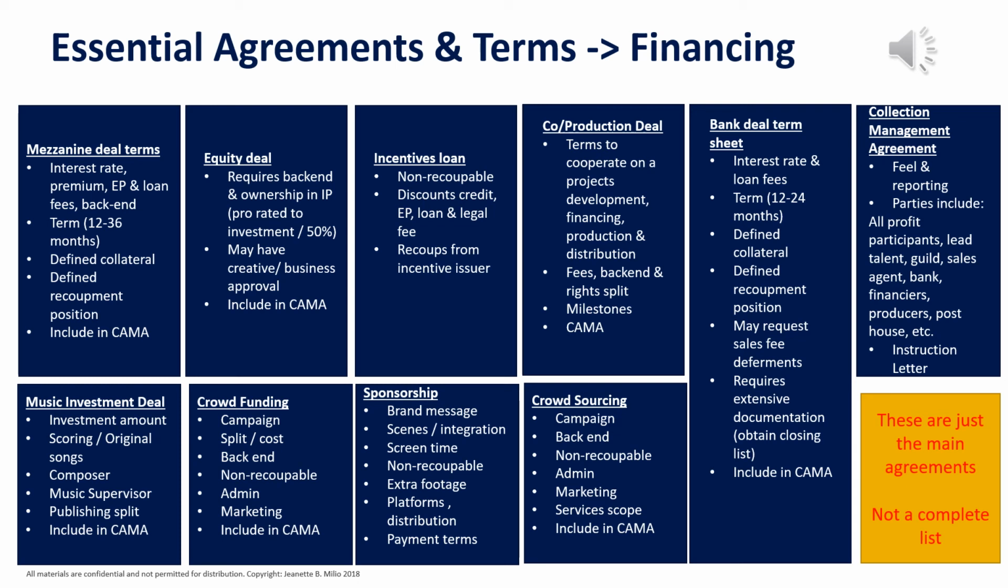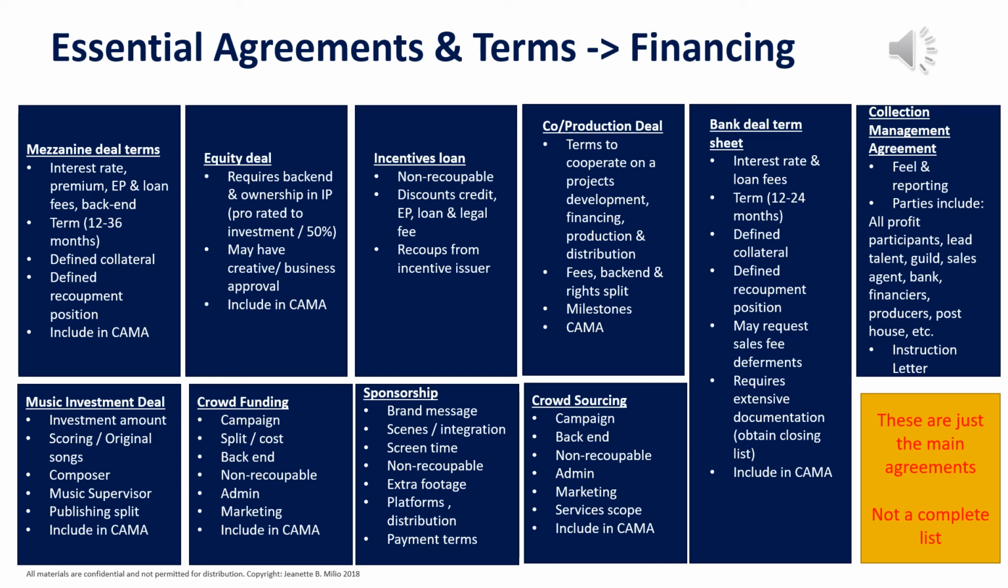For the equity deal, you will talk about the back-end participation and ownership in the IP. In the ideal world, whatever the investment is that the equity investor gave you in relation to the budget, 50% of that should be reflective of the ownership in the IP. Depending on how much money you get from the equity investor, you might have to agree to some kind of creative or business approval component, and you want to make sure that the equity investor is included in the CAMA. For any and all of the financiers, by the way, you are definitely making sure that you define the recoupment position very specifically.